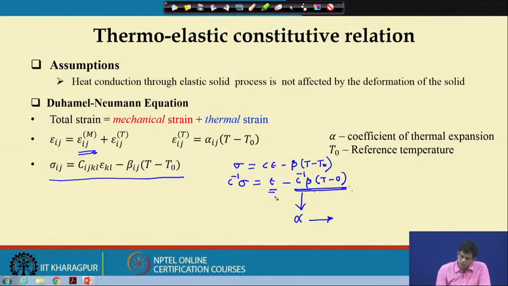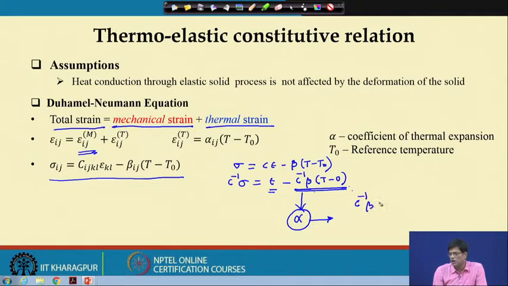So, now this actually proves that the mechanical strain plus the thermal strain is my total strain. So, how this alpha is derived is also clear: C inverse beta is alpha. Now, for an isotropic material, alpha ij is constant, which is alpha delta ij. That means in the three directions it is alpha, that is, the x direction coefficient of thermal expansion of the solid is alpha, the y direction is also alpha, and in the z direction it is also alpha.